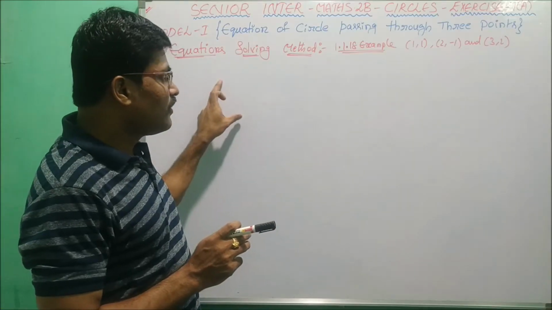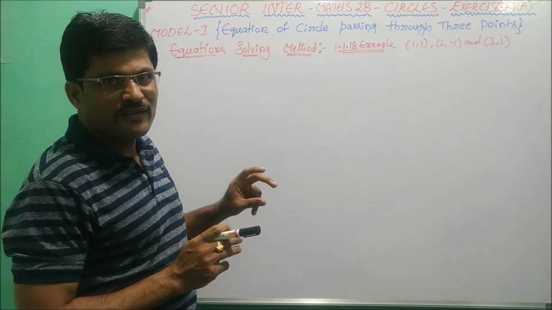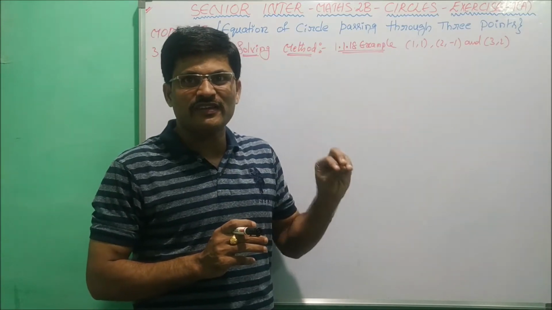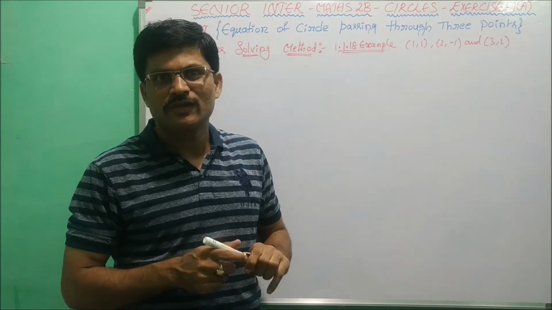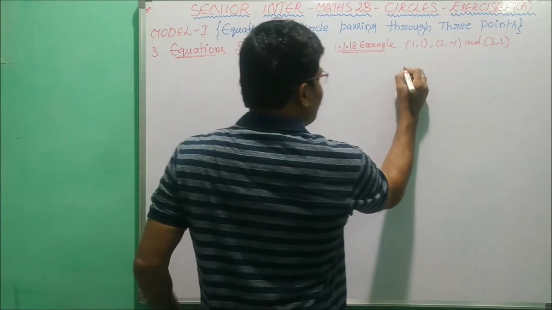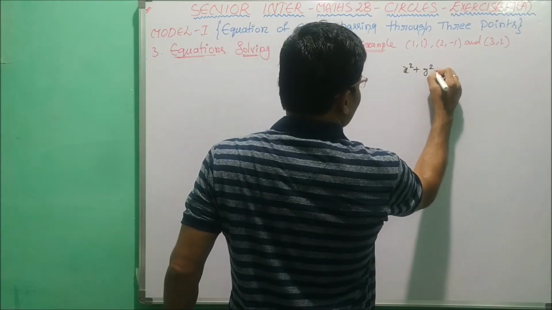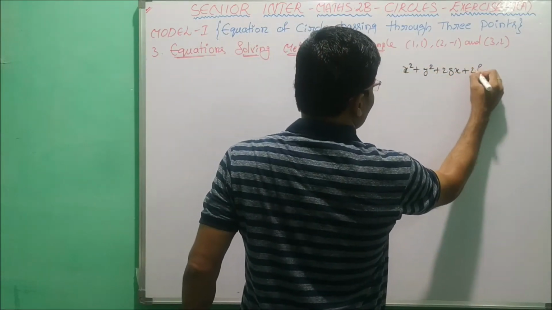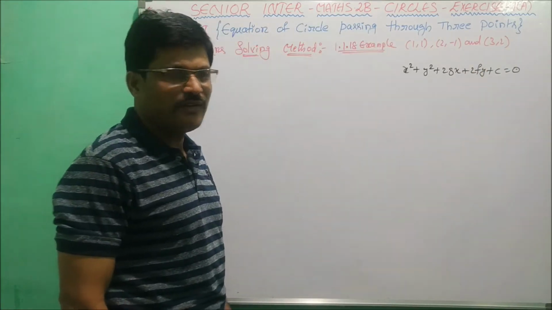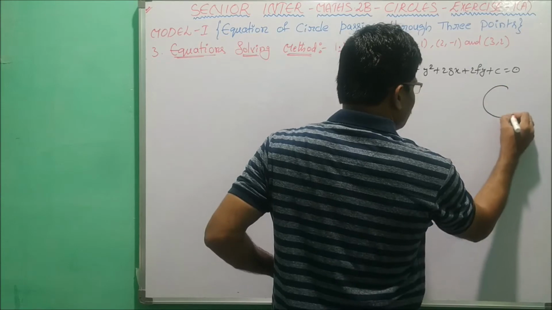In this method, to solve the equations, find the values of g, f, c that are constants in the general form of the circle. First of all, the general form of the circle can be taken as x square plus y square plus 2gx plus 2fy plus c equals 0. This is the general form of the circle. We take one diagram.